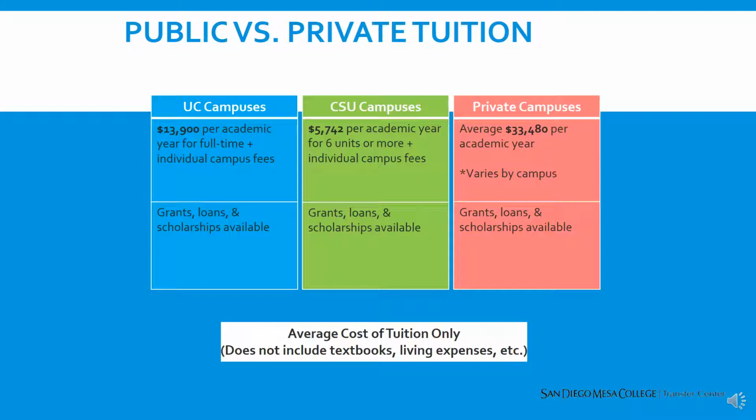The tuition at public versus private institutions is also going to vary. The table here shows the tuition by campus type for this last academic year. Grants and scholarships can be used at any of these institutions. And again, the cost listed here is only for tuition and does not include textbooks, transportation, or living expenses. It is always best to visit the website of the particular universities that you're interested in in order to gain more accurate information.